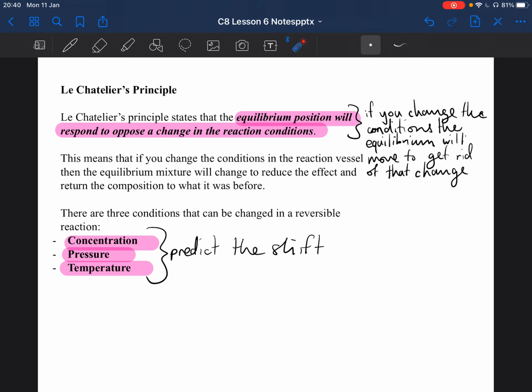And then finally, temperature. Temperature will be determined based on whether the forwards reaction is exothermic or endothermic. If it's exothermic and you increase the temperature, it will favour the reverse reaction, which will shift it left so that it can reduce that temperature by absorbing it. And if it's an endothermic reaction and the temperature increases, it will shift right to favour the forwards reaction so it can also absorb the energy and reduce the temperature.